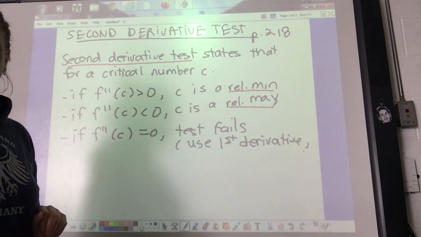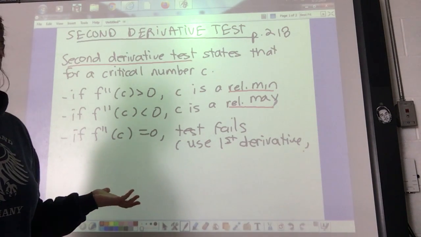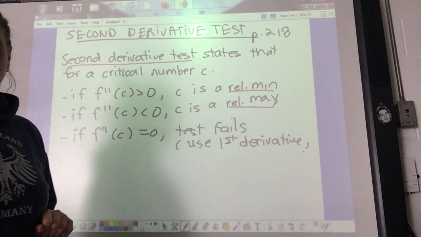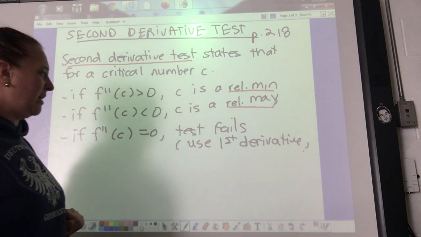But what if our second derivative was equal to 0? Well, then the test fails, right? And then we're kind of stuck, and we can't use this method, and we have to go back and use the first derivative that we did last week or last class.